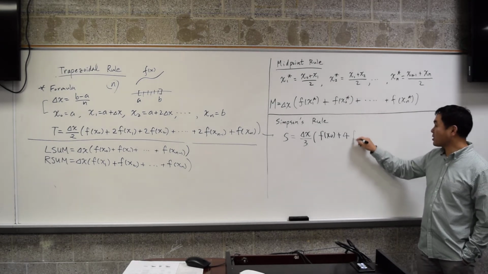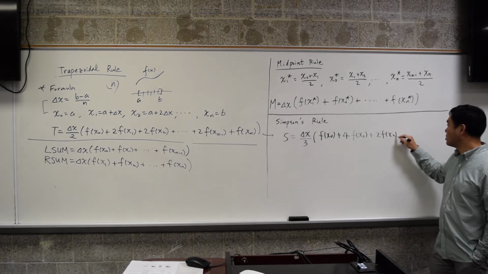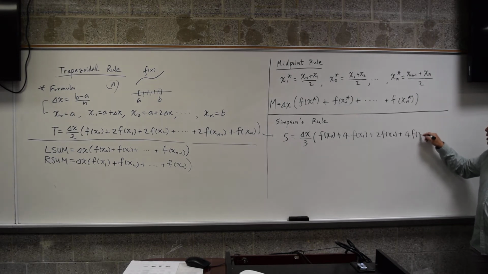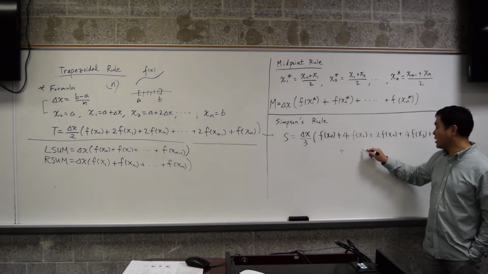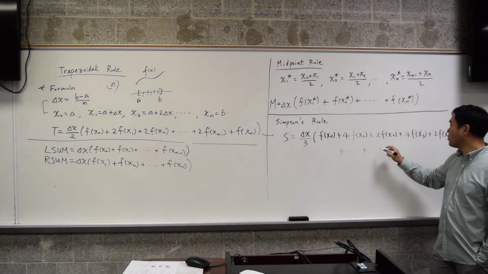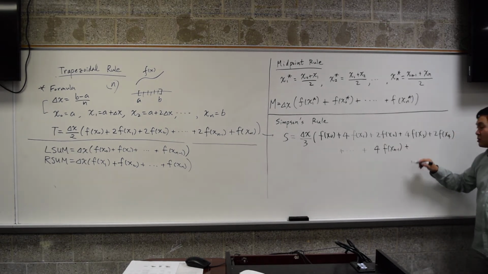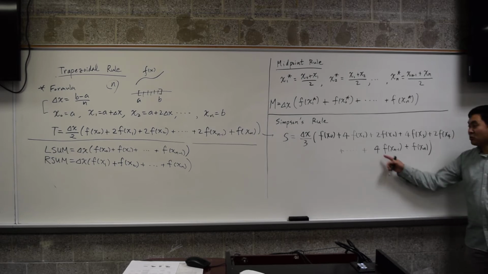Okay, so f of x1 plus 2 f of x2 plus 4 f of x3 plus 2 f of x4. You know what I mean, right? It's 4, 2, 4, 2. Until all the way at the end, you end up with the 4 f of x_{n-1} plus f of x_n. Now, how can I guarantee that it's going to end with 4?